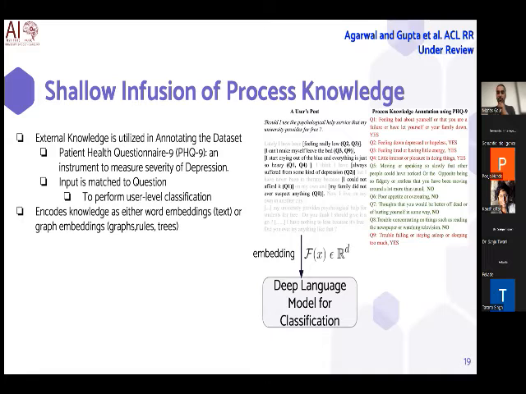So the task of shallow infusion is to utilize this input post and generate embeddings, and essentially you want to learn a loss function that would take the representation of this input post and match it with individual questions in this PHQ-9. So you get a probability vector of length 9, defining the probability of which of these questions this post answers. Above a particular threshold, you mark the question as yes, and if not above the threshold, you mark it no.